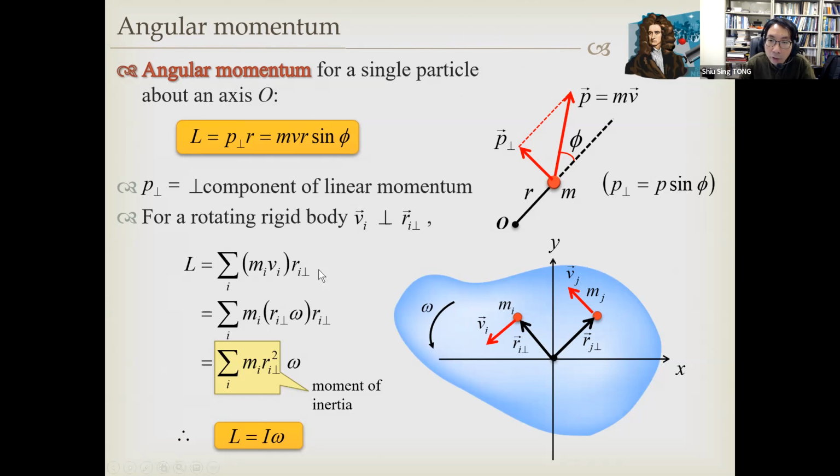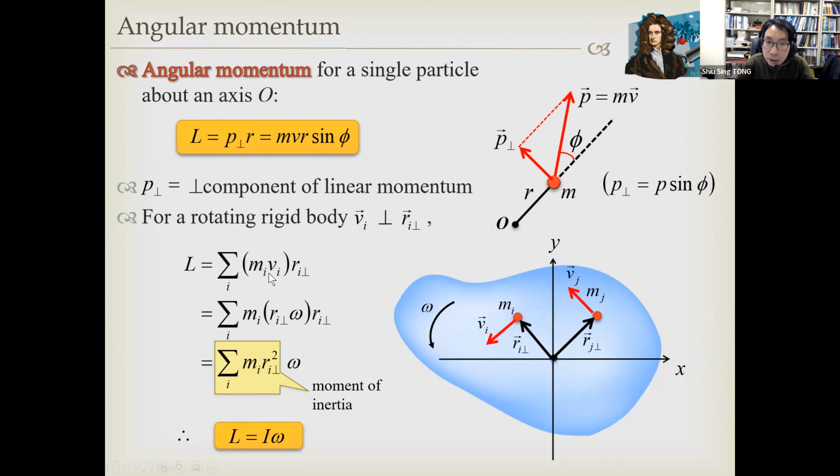Now here, we don't have to worry about the angle phi, because we know that for a rigid body rotation, the velocity vector or the momentum vector are actually perpendicular to the position vector. So the angle phi is just 90 degrees, and sine phi is just 1. So we don't have to consider this sine phi. It is only 1. So we simply multiply the linear momentum by the distance to get the angular momentum. So it's m v multiplied by r perpendicular.